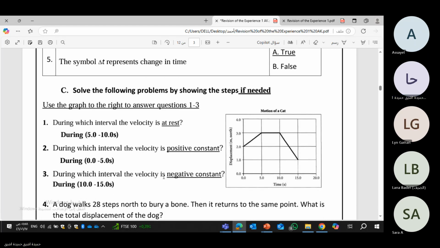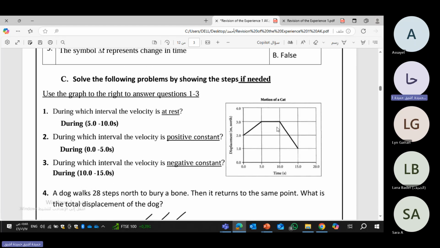Here, you have to tell me which part is at rest. This one is at rest. Look, which period is it? It's from 5 to 10. This is at rest. What do I mean by at rest? It means there is no motion.